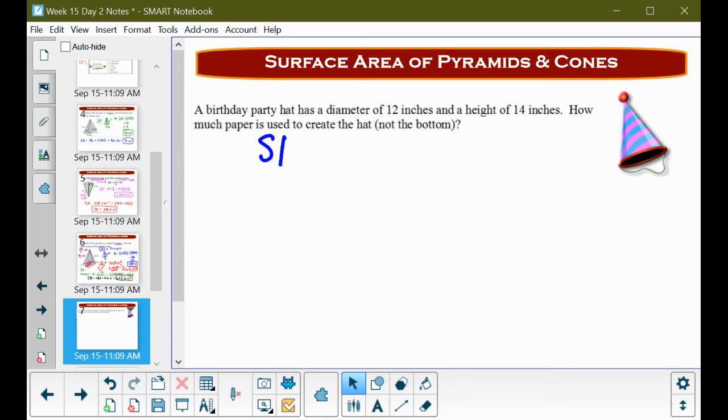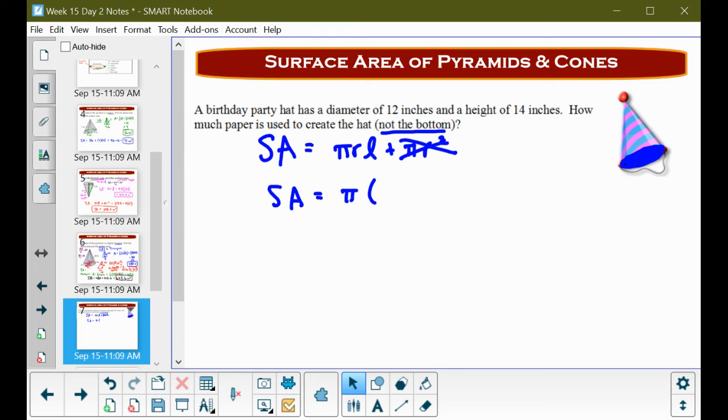All right, so this is a cone. Our surface area equation for a cone is pi RL plus pi R squared. Now for this one, we're not including the bottom. The shape at the bottom of our birthday hat here is a circle. So what's not being included is the area of the circle, which is our pi R squared. So really for this one, we're just finding that lateral area.